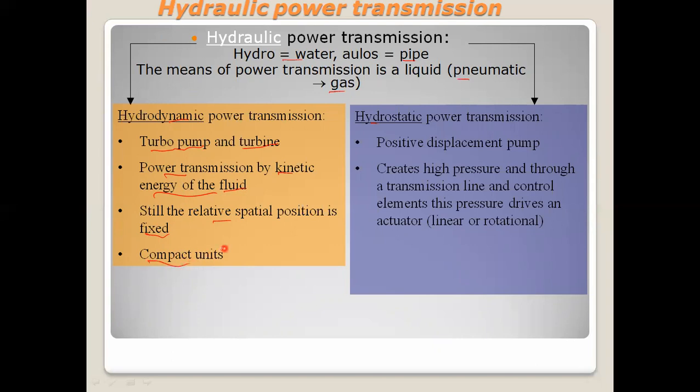These are compact units. Then hydrostatic power transmission means using positive displacement pumps. Here it creates high pressure through a transmission line and control elements, and this pressure drives the actuator. The actuator may be linear or rotary.